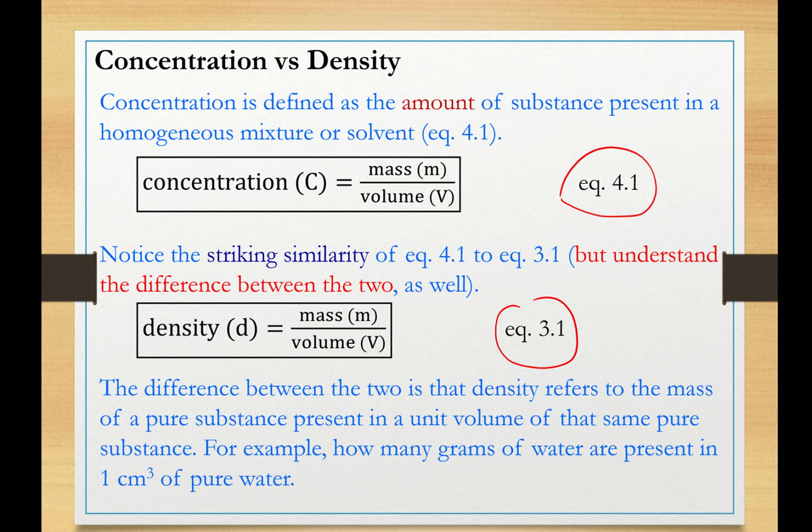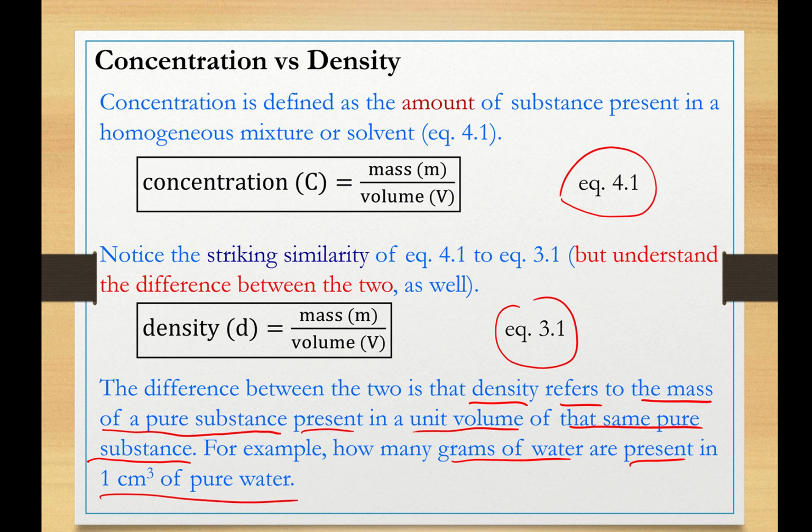The main difference between the two is that density refers to the mass of a pure substance present in a unit volume of that same pure substance. For example, the grams of water present in 1 ml of pure water. Whereas concentration is defined as the amount of substance present in solution or solvent. Solvent is a different substance than the substance dissolved in a solvent. And of course, solution is the mixture between the solute, or the substance dissolved in a solvent, and the solvent. So this is the main difference between the two.